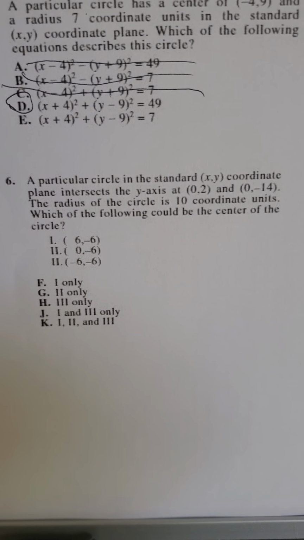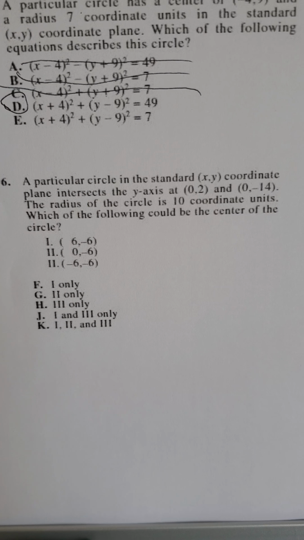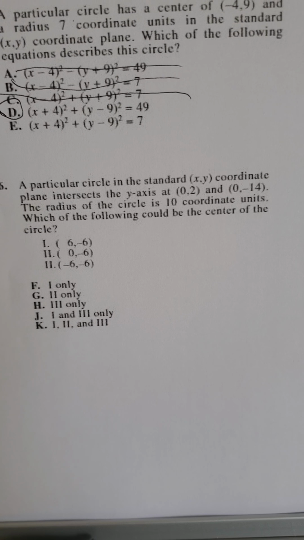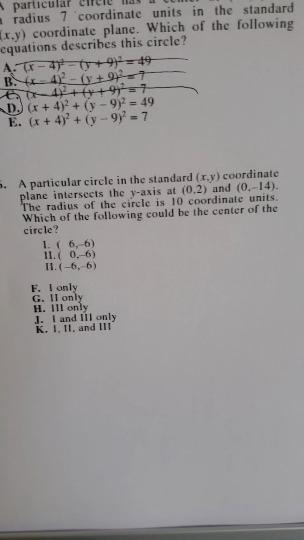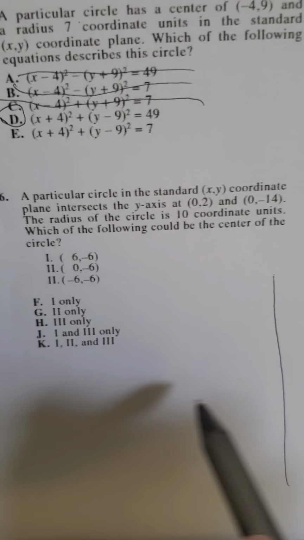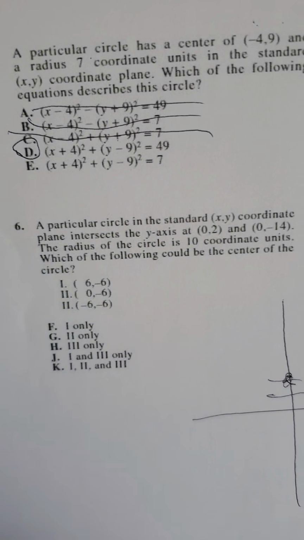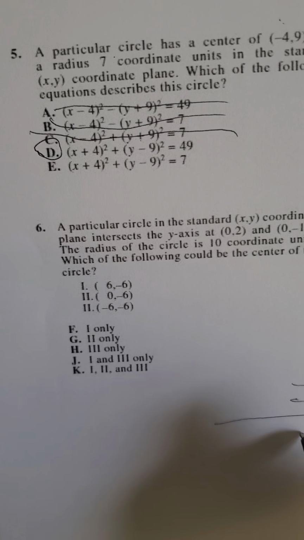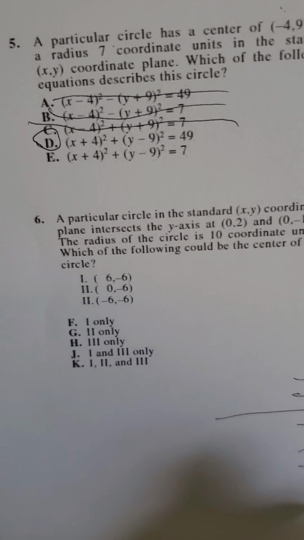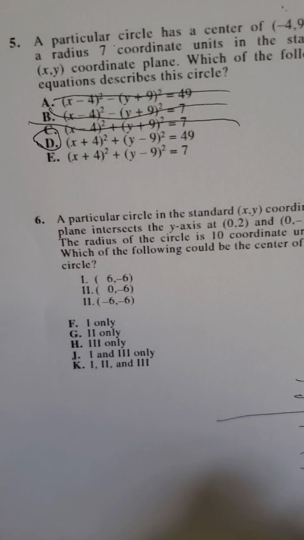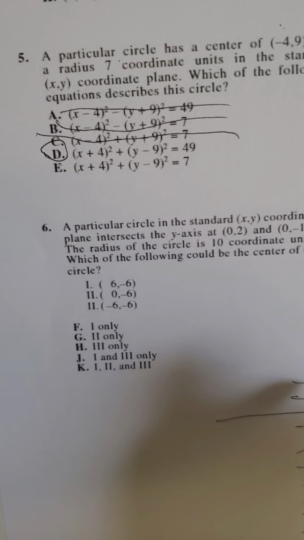So if I think about this, it tells me it intersects the y-axis at 0, 2. So I'm going to draw a little kind of crude graph over here, 0, 2. And then again at 0, -14. So 1, 2, 3, 4, 5, 6, 7, 8, right? And so on. So I know it's something like this.